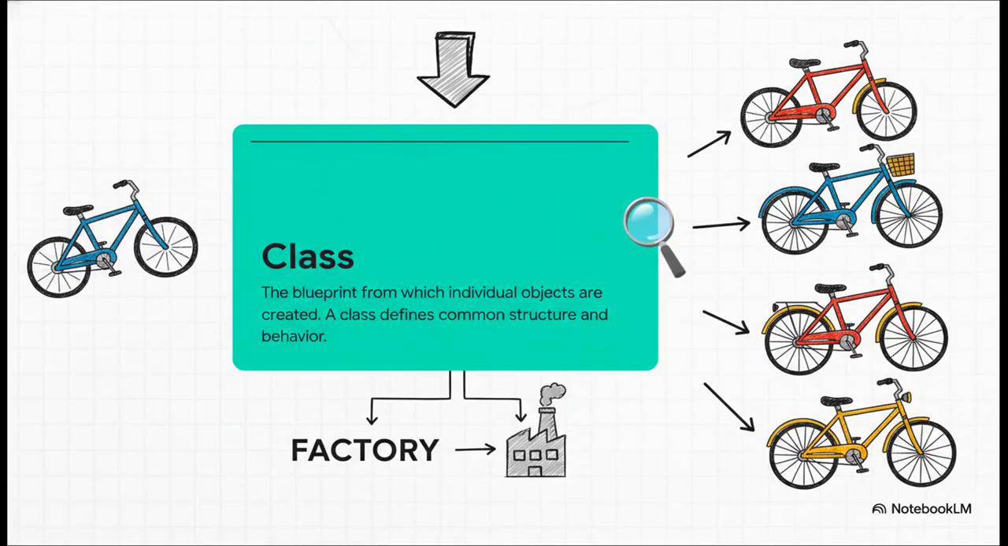Now, think about it. If you're going to build 1,000 bicycles, you don't just wing it every single time. No way. You use a blueprint. And in the world of OOP, that blueprint is called a class. A class is the template. It's what defines all the shared attributes and methods for all the objects of a certain type.